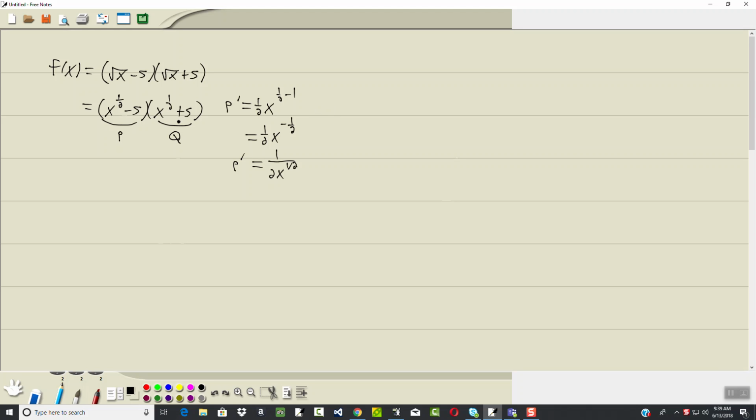Now, interestingly enough, you notice that q, the number at the end is different, but it drops away. The derivative of 5 is 0. We've got x to the 1/2 again. So q prime is going to be the same.